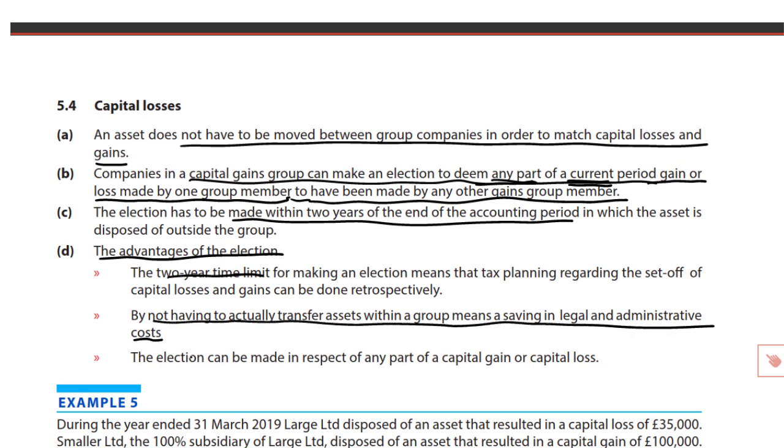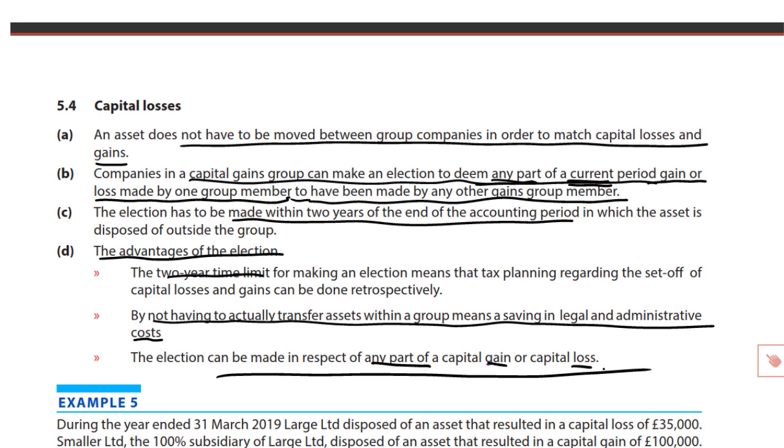So by not having to actually transfer assets within a group means a saving in legal and administrative costs there. Now, there's a tax called stamp duty land tax in relation to properties. It's not a part of your syllabus. You don't have to worry about it, but that normally attaches to the purchase of a property. That would be a cost if we were having to buy and sell these properties. But it's not an issue now in relation to this because we don't actually have to transfer assets from one company to another. We can deem gains or losses after the event to have been made by any gains group member. And the election, as we know, in respect of any part of either a gain or a loss.